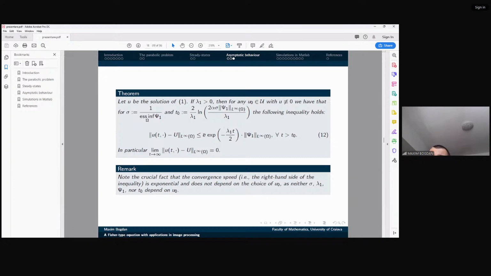And these constants here do not depend on the initial image that we start with. So the speed is guaranteed no matter what image you start with. This is the same speed, so very quickly.